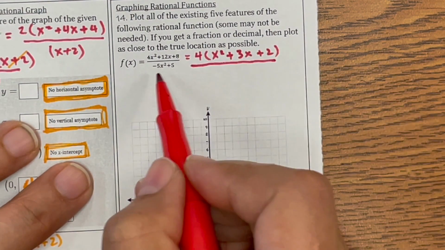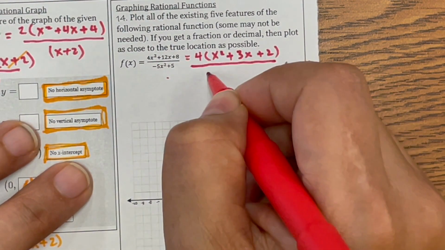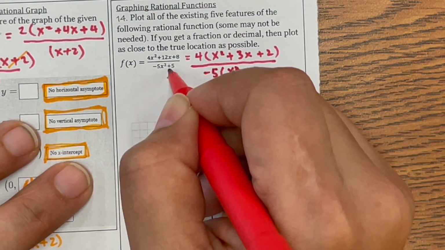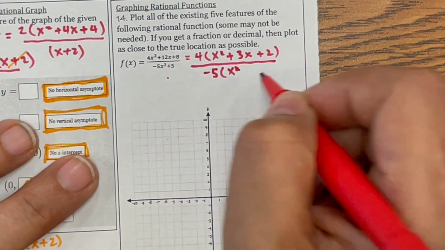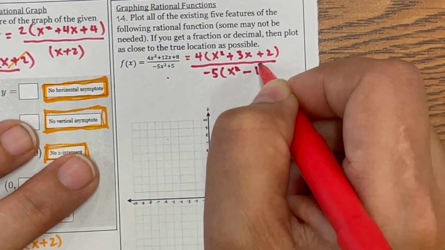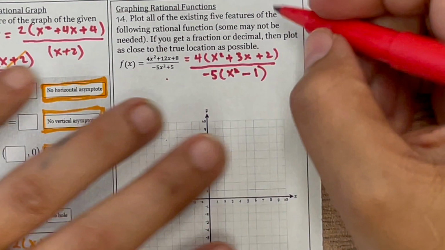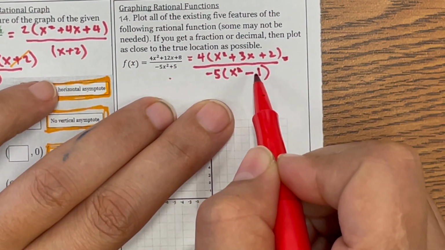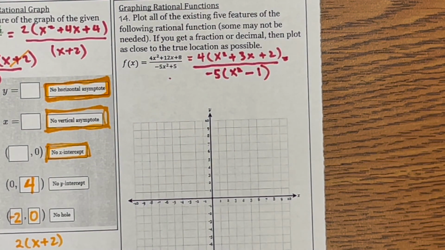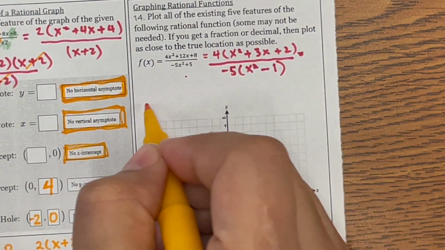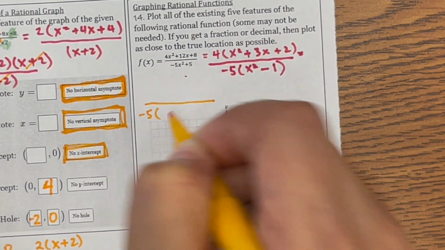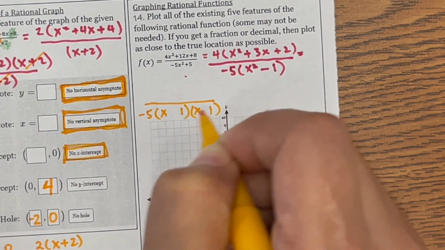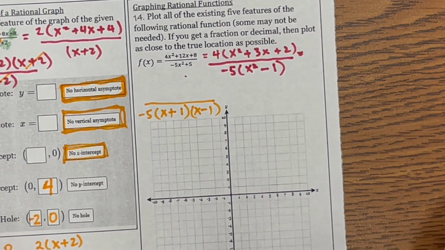On the bottom, I don't like my x squared to be negative, so I'm going to take out a -5. I'm left with x squared, and then positive 5 divided by -5 will be -1. I can automatically see, if you recognize this, anytime I have just x squared minus another number, that's the difference of squares. So the denominator is going to be -5, and then you take the square root of the first, square root of the second, and write it out twice with a plus and minus.